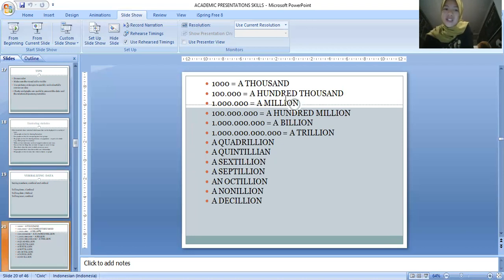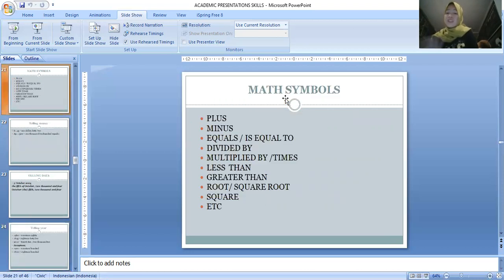And then this is how you say these numbers. 1,000, 100,000, a million, 100 million, a billion, a trillion, until a decillion. Yes, you can imagine how many zeros there. And then you also have to understand and know about math symbols. Plus, minus, equals, or is equal to, divided, multiplied, times, less than, greater than, square root, square, etc.